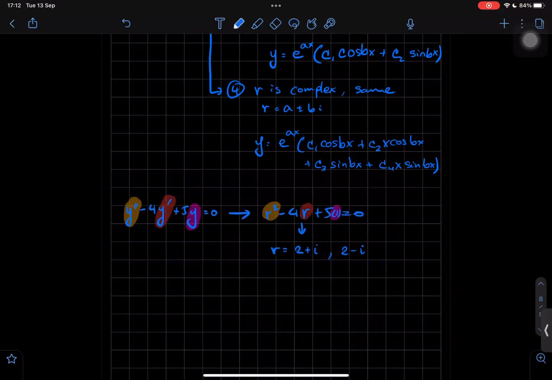So from these four types, you can answer this one. This one is complex but different, so we get y equal to e to the 2x, c1 cos x plus c2 sin x. So this is the general solution.